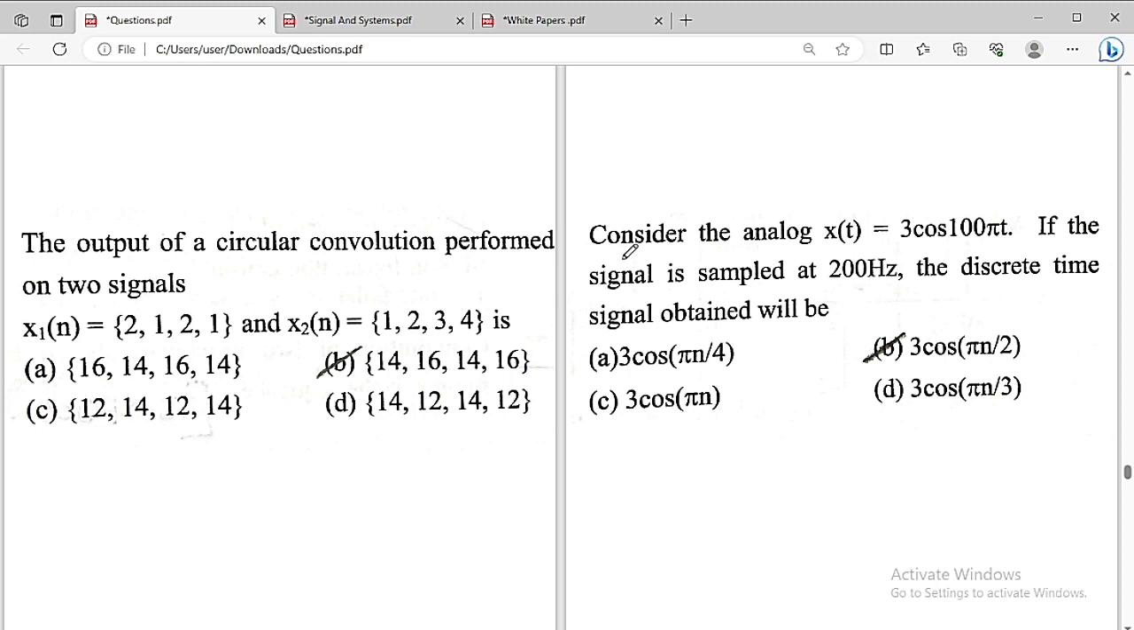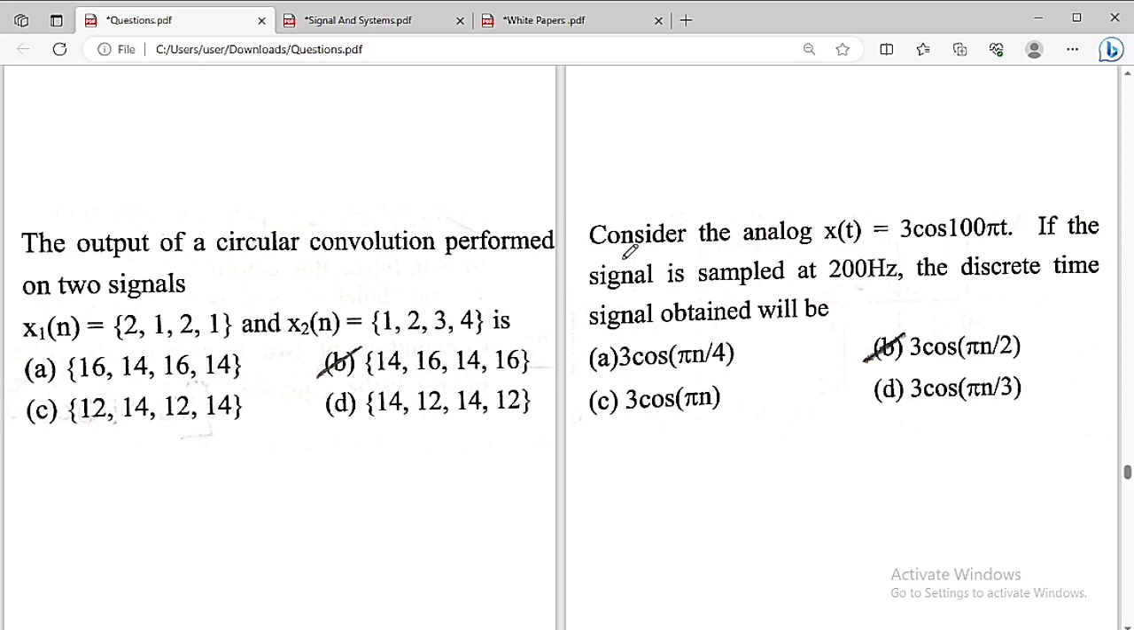So basically they have given some analog signal x of t, and they are going to sample this analog signal at 200 Hz, because the sampling frequency is 200 Hz. And what we really want is the expression of the discrete time signal obtained. Suppose you take an analog signal and you are going to sample it, then sampling is done with the help of an impulse train. If you multiply these two signals, what we are going to get is a digital signal or a discrete time signal. So what is the expression of that, we need to figure out.